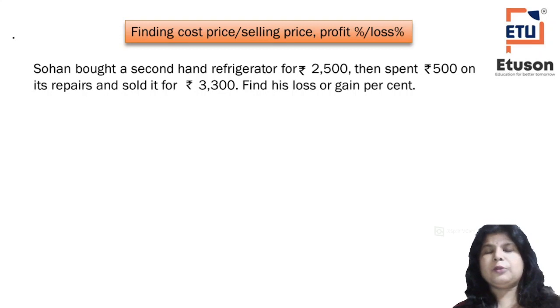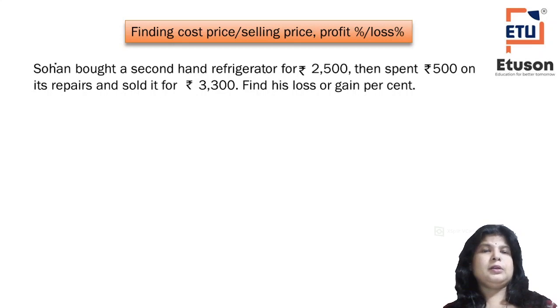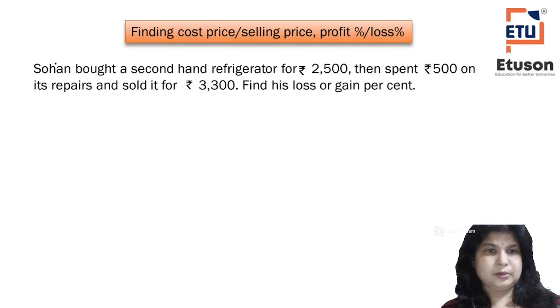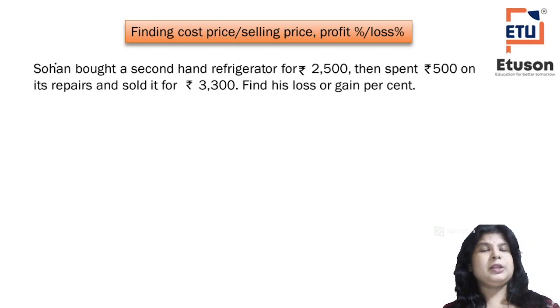So we know when there will be a loss and when there will be a profit. When we have spent more, but we have sold a particular object with a lesser amount, then we are in loss. But if you have spent less money but you could sell it with a higher value, then you will get a profit. Correct? So this is the concept. Very simple, right? So here first let us find out the cost price of the refrigerator.